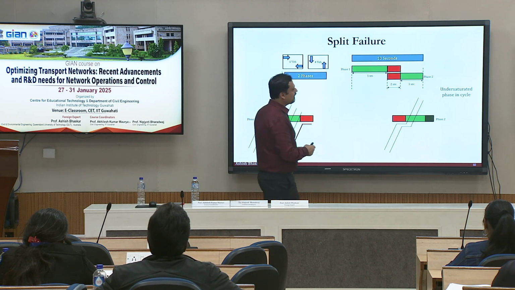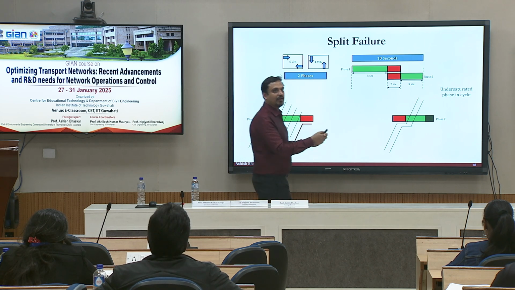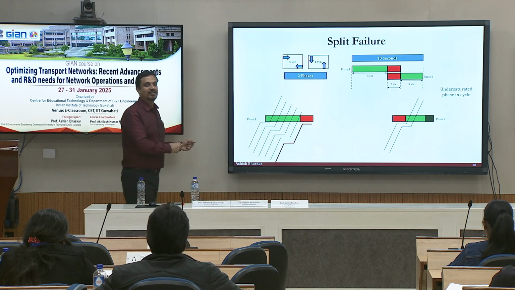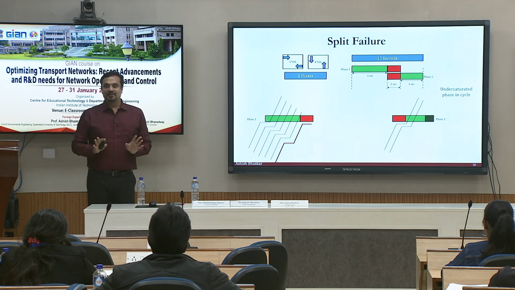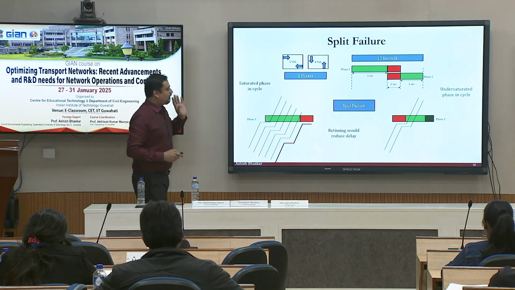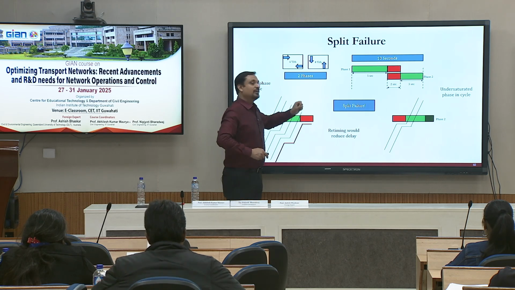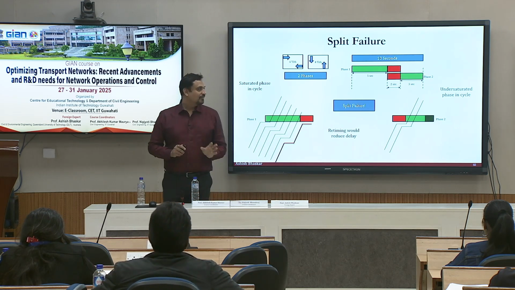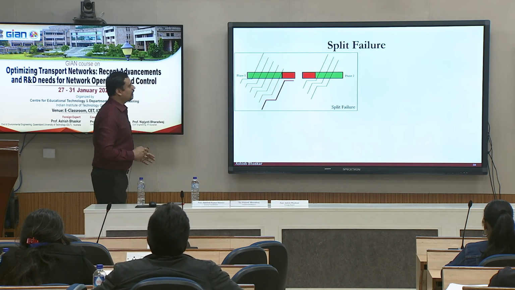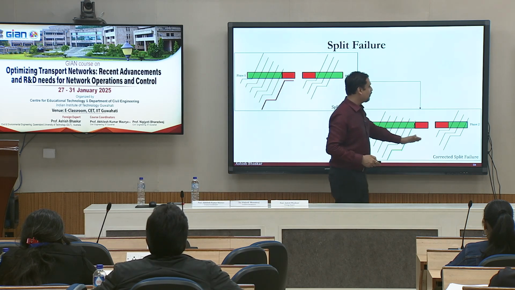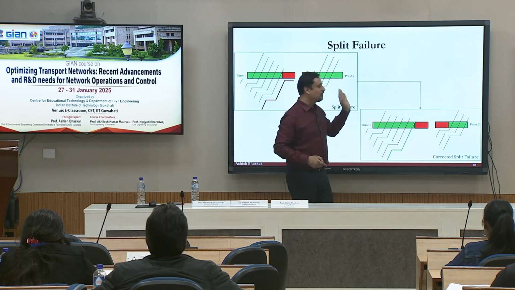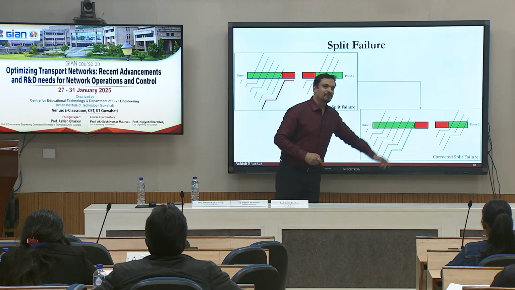Perhaps I have extra green on some other approach which I can take and give to the first one. So that information is important for you as a traffic engineer, right? This is a split failure, and perhaps retiming would reduce the delay. This is just to show that split failure happened. If you had retimed, you would perhaps be able to make this guy happy.